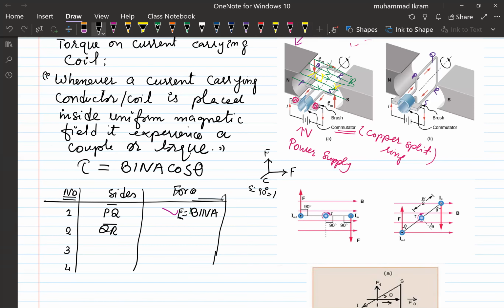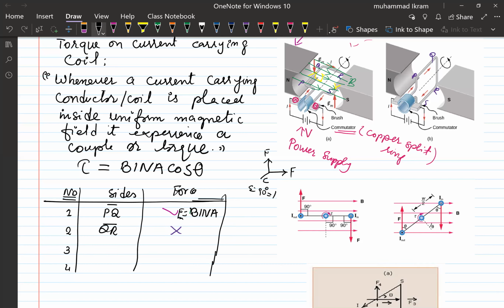Now let us see the side QR, whether there is any contribution from the side QR. As you see, the side QR is parallel to the magnetic field. And if you remember the very first lecture, I told you that if the magnetic field and the direction of the current are the same, then there is no force acting on it. So this side does not contribute.